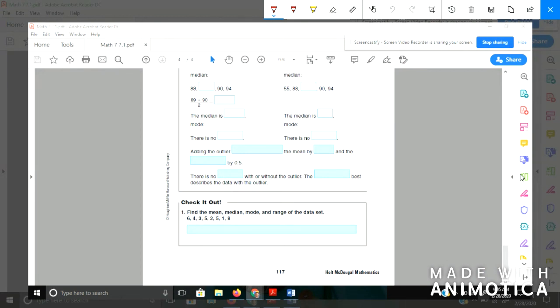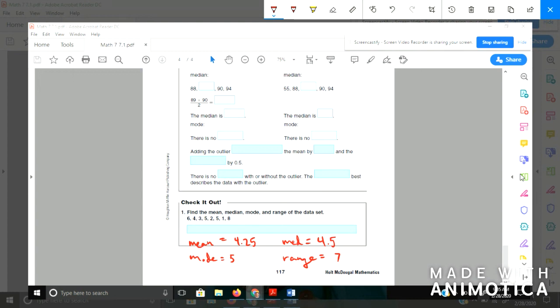All right. You should hopefully have come up with these answers. For the mean, it is 4.25. The median is 4.5. The mode, the number that occurs the most, is 5. And the range, the biggest number minus the smallest number, so 8 minus 1 is 7.